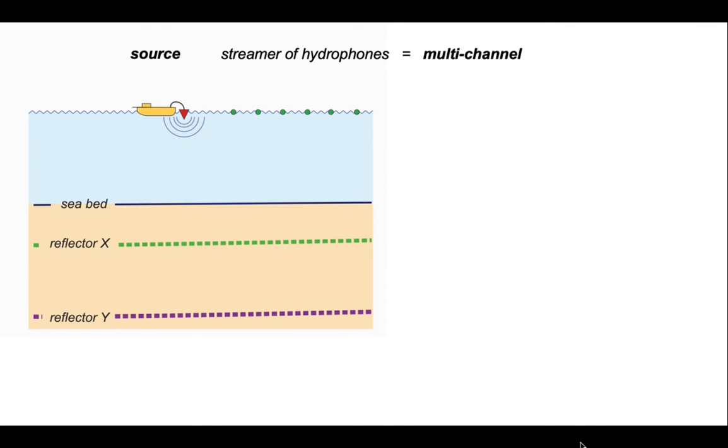We're only showing 6. In a real modern day geophysical survey, this streamer could well be 6 or even 12 kilometers long, with a spacing of hydrophones maybe every 12.5 or 25 meters. That's a lot of hydrophones, a lot of channels. So that gives us the opportunity to stack a lot of records.